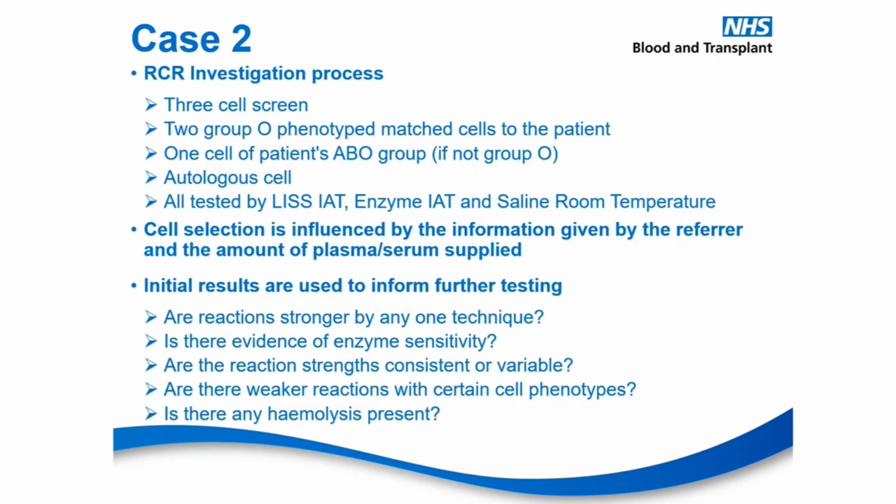If the reactions are stronger by any one technique, it can indicate a preference, whether it's IgG or IgM. Evidence of enzyme sensitivity can point you in the direction of certain blood group systems. If reaction strengths are variable, you could have a mix of antibodies, so a high frequency antibody plus something else underneath it that's being hidden. Weaker reactions with certain cell phenotypes can again point you in certain directions for certain blood group systems. Hemolysis can be characteristic of certain antibodies, like anti-H or anti-Lewis antibodies. So again, it's all pieces of information that inform the puzzle.